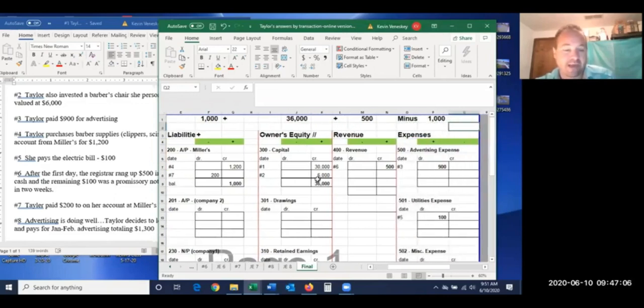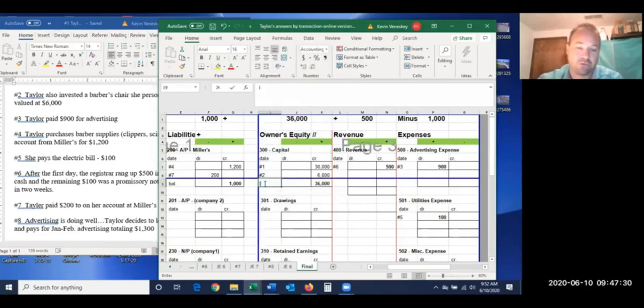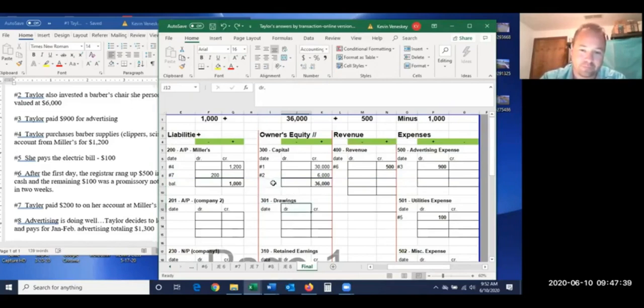It's also easy to add up my capital. My capital was the only owner's equity account that I had. All I did is sum up the two amounts here, 36,000, and simply put that up here because that's the only account that I have in the owner's equity. Revenue, didn't even need to total this one. Balance over here, make sure we have our balance line. For our revenue, $500, no need to total it. That's the only revenue we had, so my total revenue is $500.